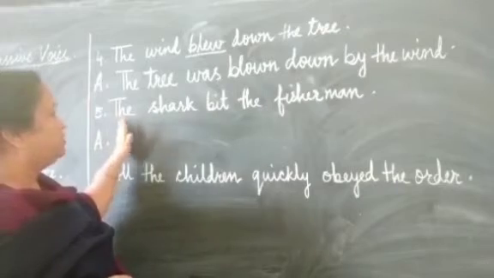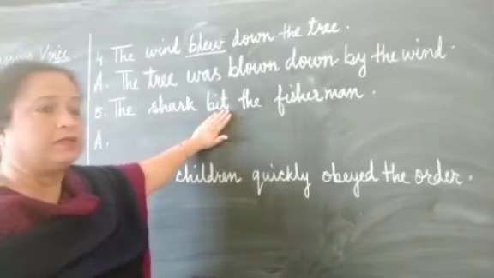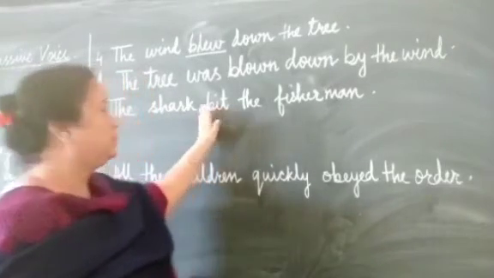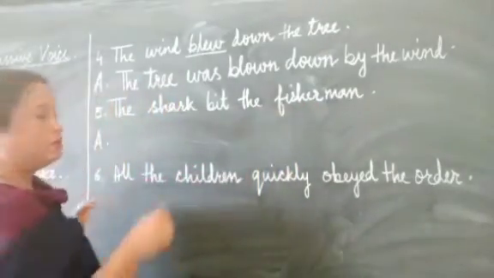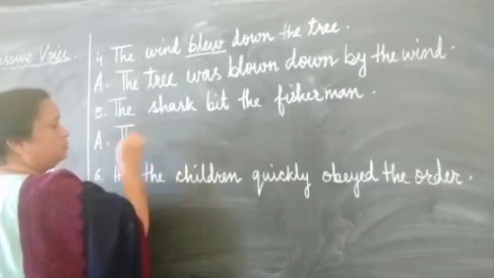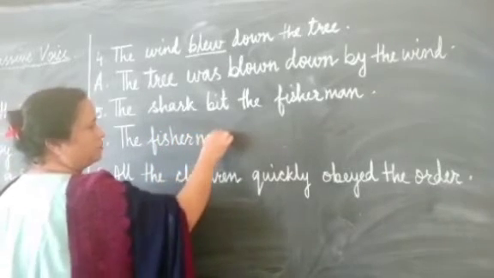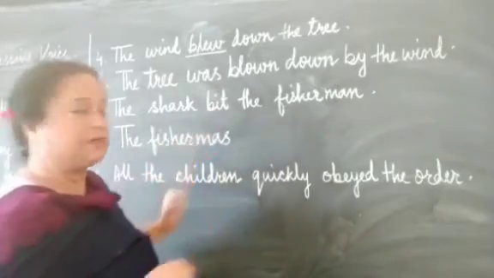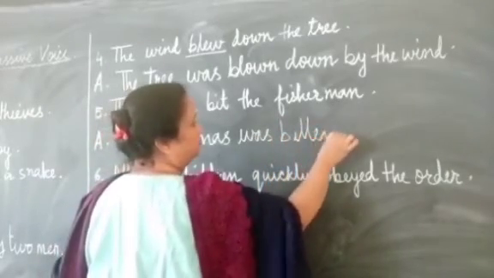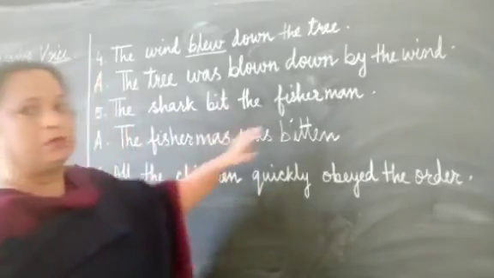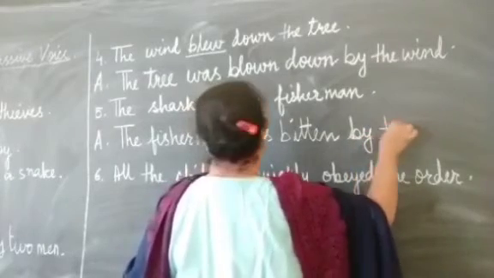Next children, we have the shark bit the fisherman. So we have bit in the V2 form, the shark, which is your subject, and the fisherman, which is the object. So we change places of the subject and the object, and we begin with the new subject, the fisherman. Since we already know that the verb was in the past tense, we write was bitten. We change bit to bitten, and then by whom was he bitten? By the shark.